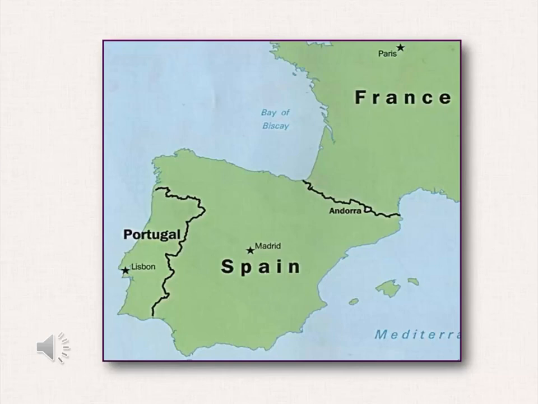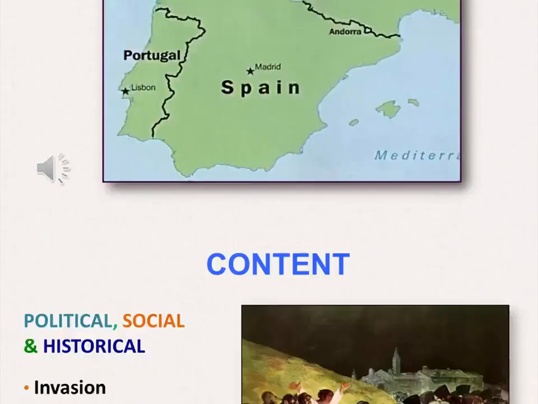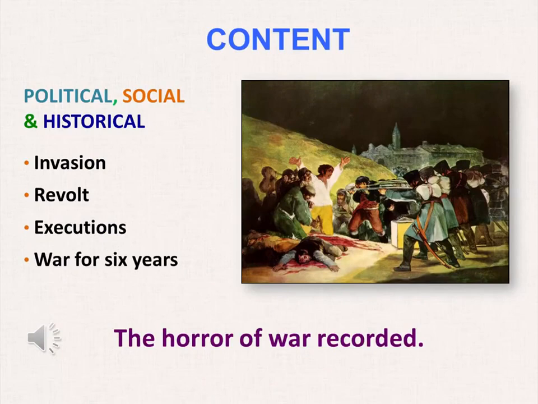The reigning Spanish king, Carlos IV, was internationally regarded as weak. Napoleon took advantage of the weak king by suggesting the two nations conquer and divide Portugal. And Napoleon traveled to Spain to meet with Carlos IV. However, the King of Spain was so ineffective that he failed to understand Napoleon's true intention, which was to invade Spain and the whole peninsula. What follows was an invasion of mass murder and executions. The horror of war is recorded in this bloody scene.